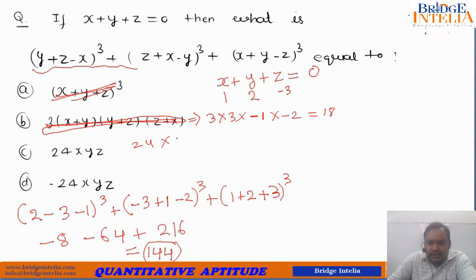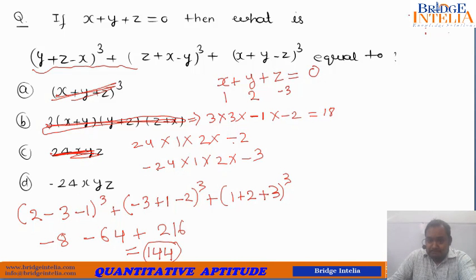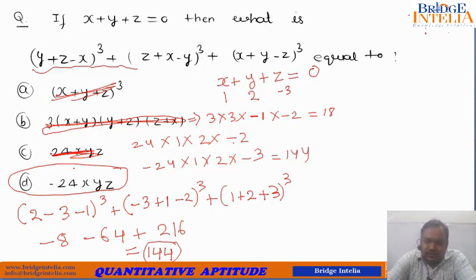So 24 into x is what? 1, y is what? 2, and z is equal to minus 2. So the answer comes out to be negative, whereas the answer expected is positive 144. So this cannot be the correct option. What about the last option? Minus 24 into 1 into 2 into minus 3. So yes, this is in fact 144. So as you can see, only this option fits. So option D is the correct option. We have guessed it out, we haven't solved it. Now let's move further.